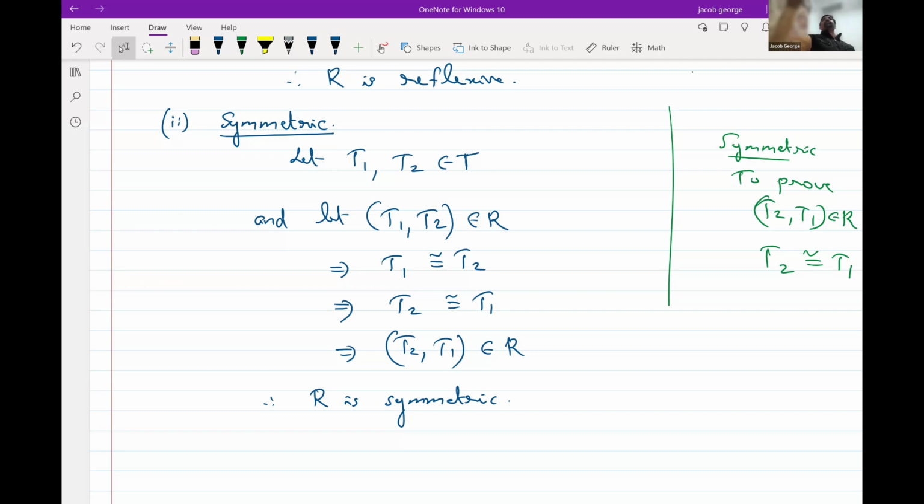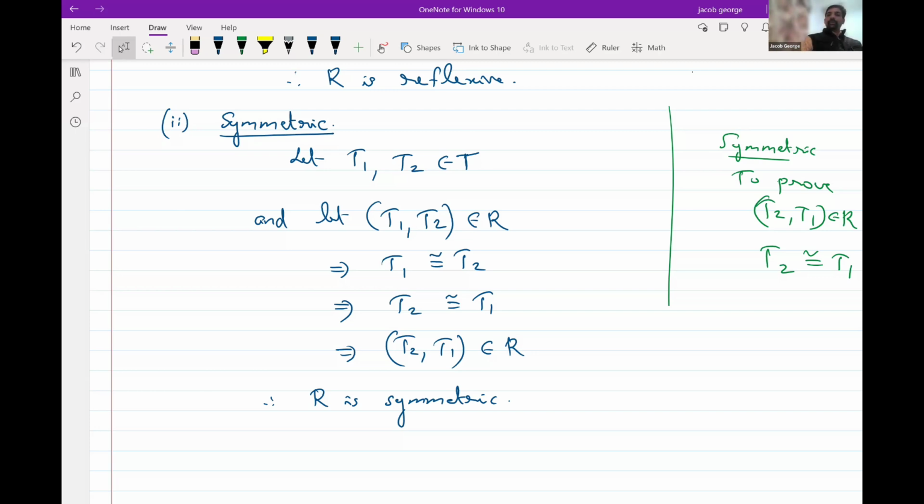So this is a pattern of doing symmetric. All of you understood. We pick 2 elements from the basic set and assume a pair. That pair is like (x, y), here (T1, T2). And we prove the reverse pair, which means (T2, T1) is also element of R. Yes, please write. Next is transitive. Third part is transitive.